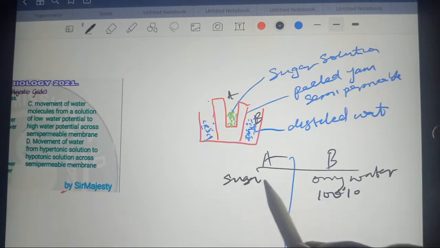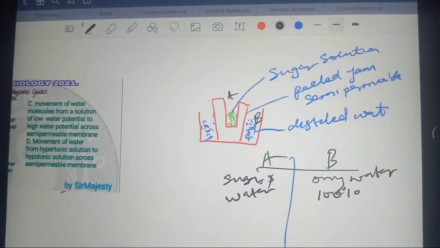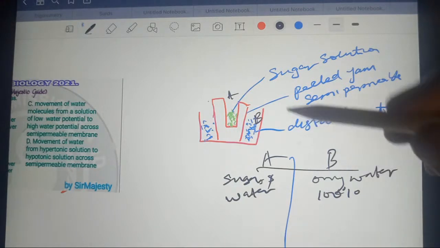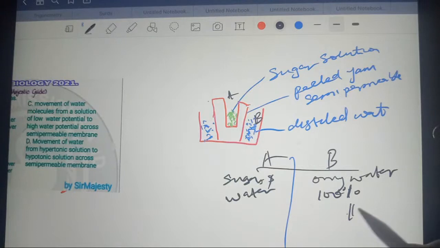sugar and water. So region A is sugar solution, meaning sugar and water mixed together. So when you look at this, it shows that water and sugar are mixed up. So the percentage of water here can never be 100 because the water and sugar are sharing it equally. Therefore, as you all know, in this region B, concentration of water is very high. It's 100%. That means there is nothing else here apart from water. So concentration of water here is high, while concentration of water here is low.